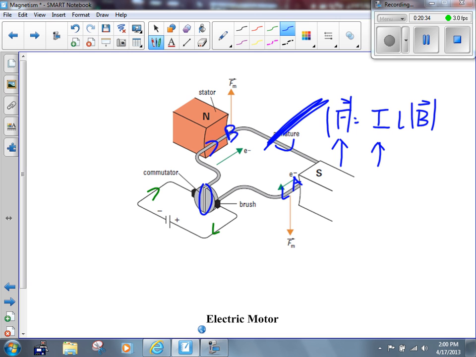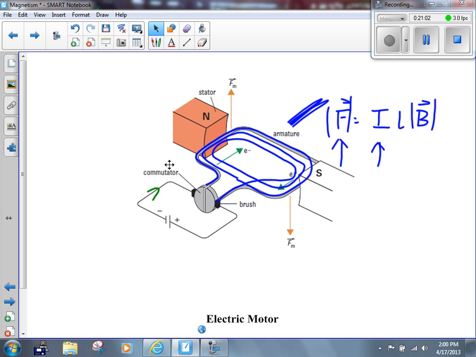Now, how do you make the wire longer? How do you get more wire exposed to the field? It's actually pretty easy. Take this loop of wire. When you come around here, don't have it connected to the commutator. Keep going around. Now maybe you've got it connected to the commutator. Now you've got 3 times the amount of wire that's exposed to the magnetic field, and therefore you're going to have 3 times the amount of force that's acting on this wire.